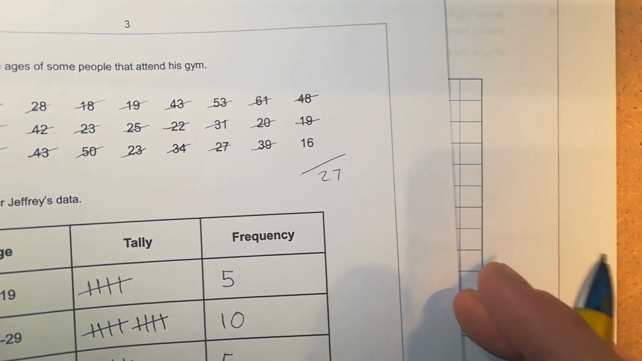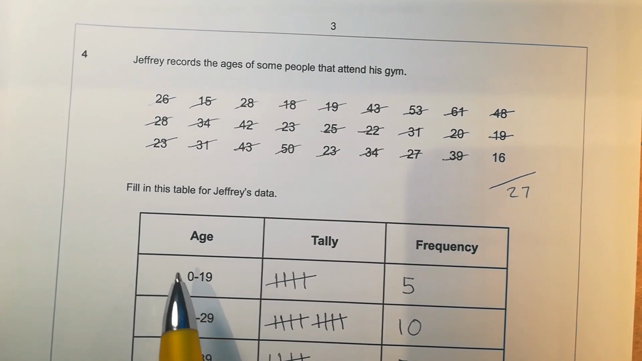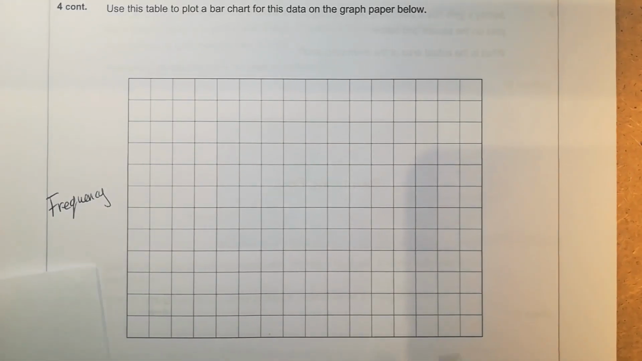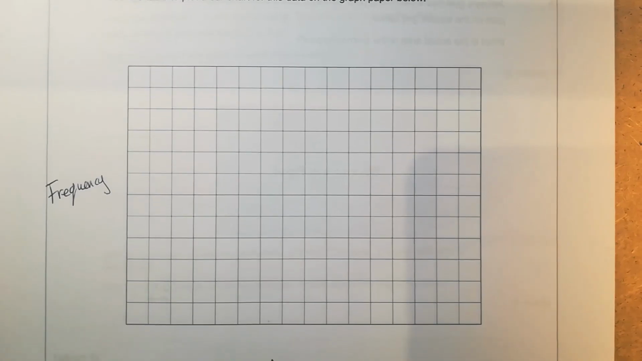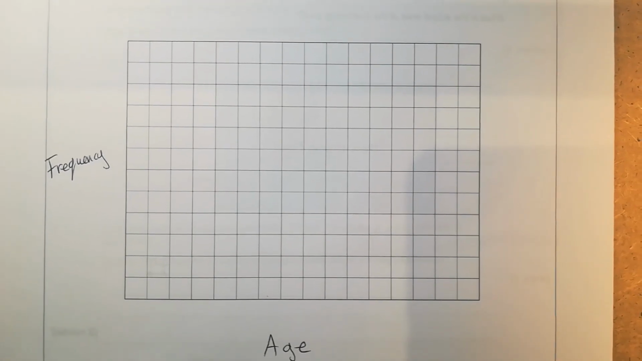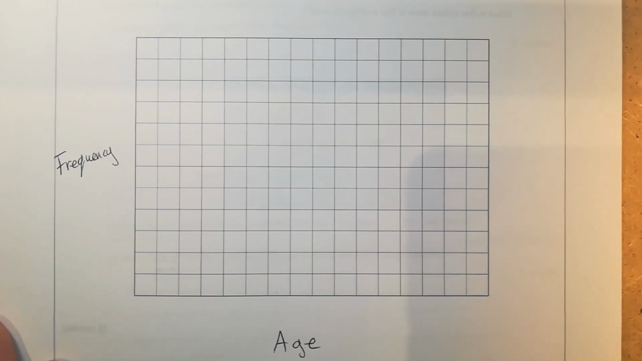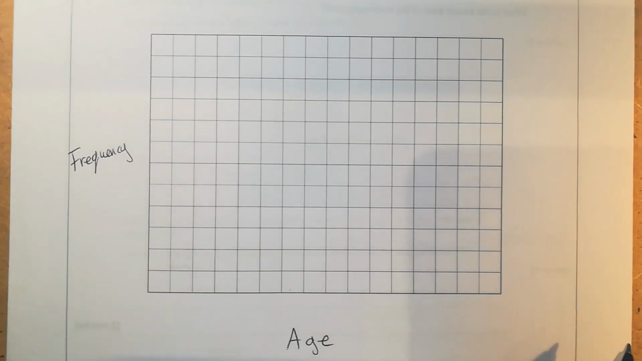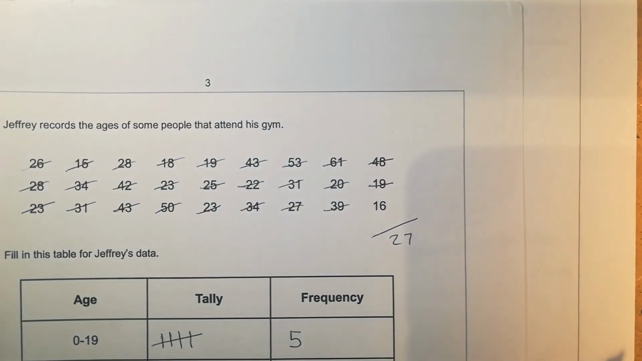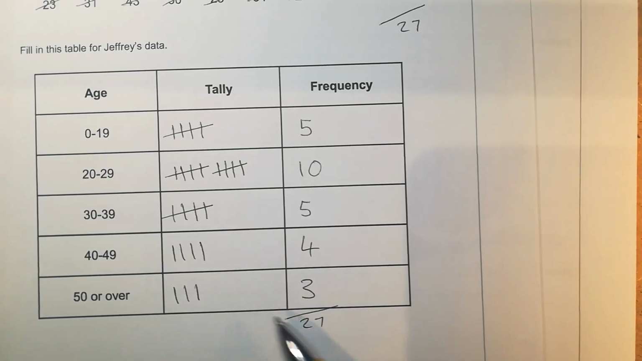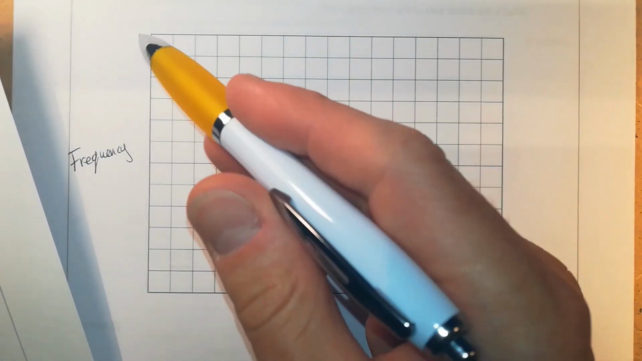And that means that we're going to have the age across at the bottom. Let's move that bigger page. Now, we need to work out what sort of scale we're going to use here. So by that, I mean, well, of our different age groups, the highest frequency we've got is 10. So we need to be able to go up to 10 here.